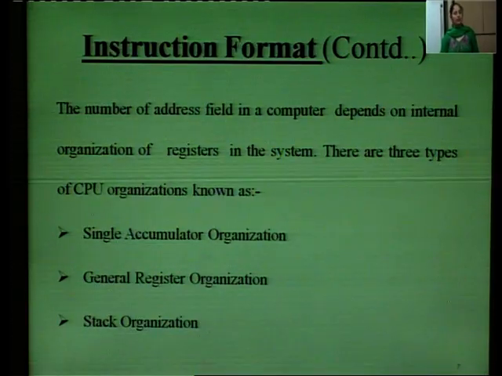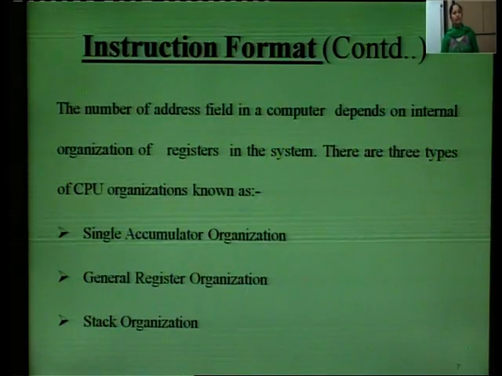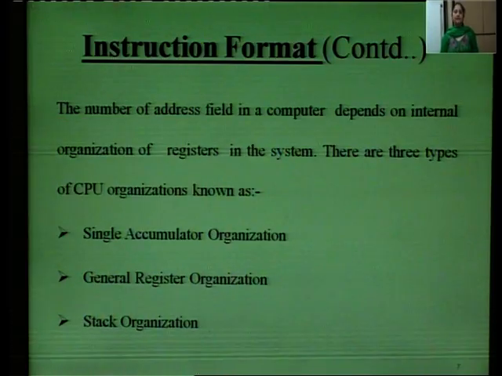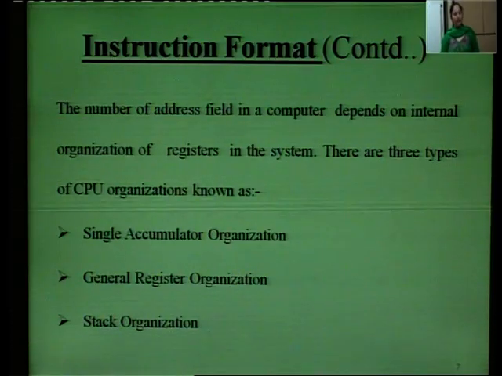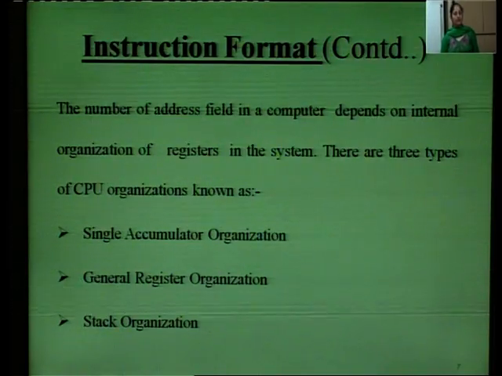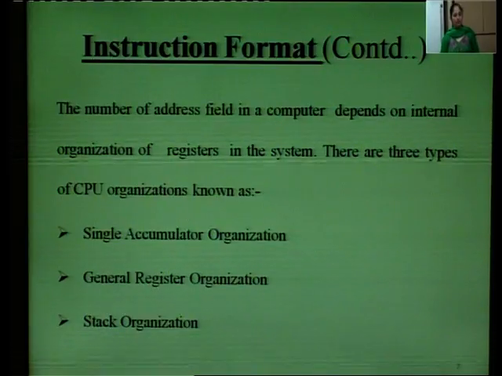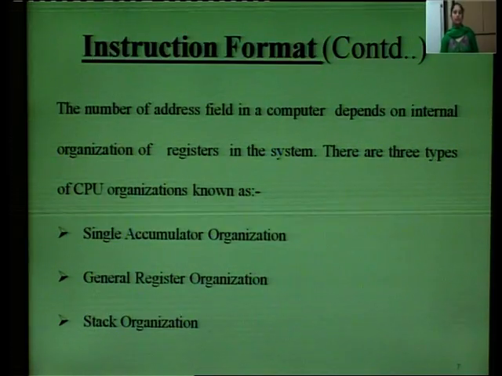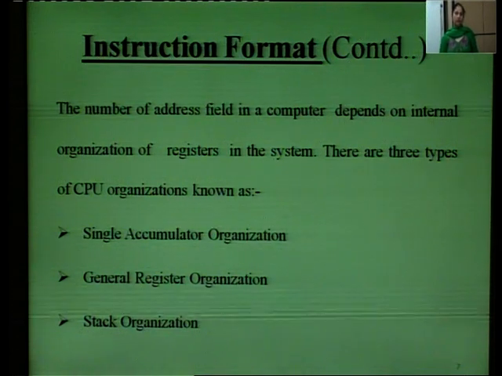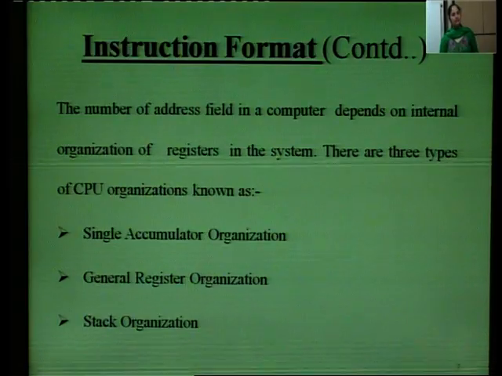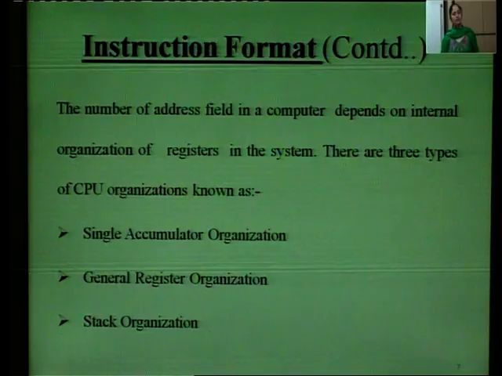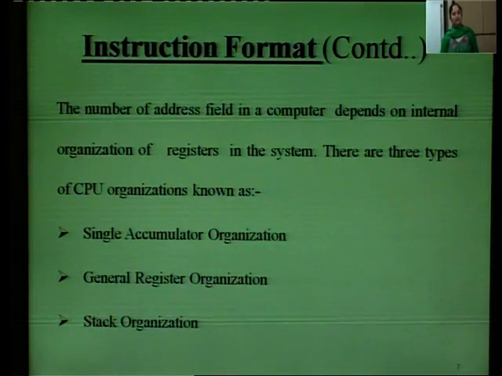For example, the number of address fields depends on the computer's internal organization of the registers, and this internal organization of registers depends on the CPU organization. It covers 3 parts. First is the single accumulator organization, second is the general register organization and third is the stack organization. Single accumulator organization only covers one or a single instruction.